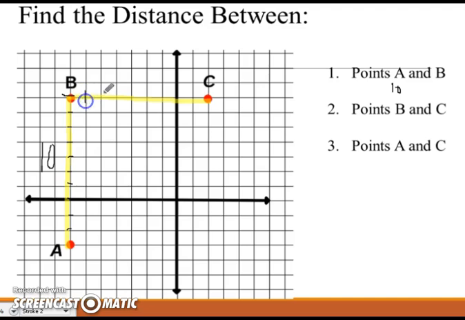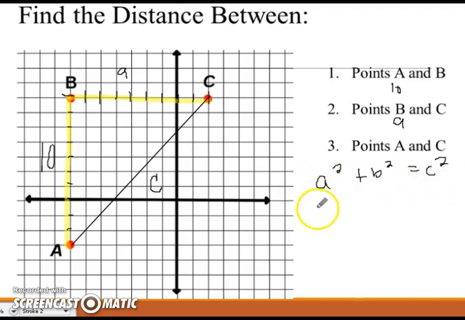Between B and C, we've got 1, 2, 3, 4, 5, 6, 7, 8, 9 between B and C. But now we need to find between A and C. And if you can see our right angle, you can actually create a right triangle by connecting A and C. And now we are just trying to find the length of that hypotenuse. And to find that length, so this one was 9, we would use our Pythagorean theorem. So a squared plus b squared equals c squared. We know the lengths of the two sides. We have 10 squared plus 9 squared is equal to c squared.